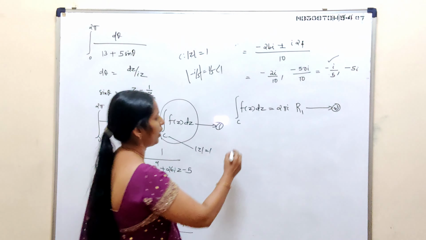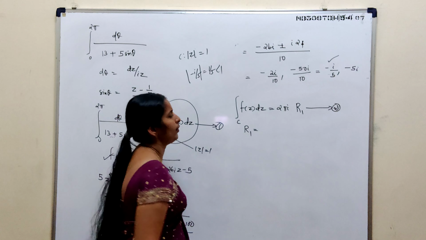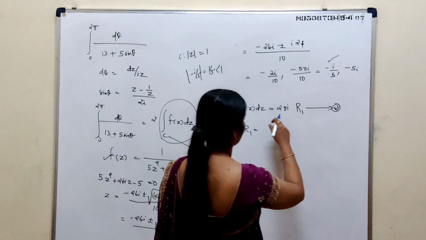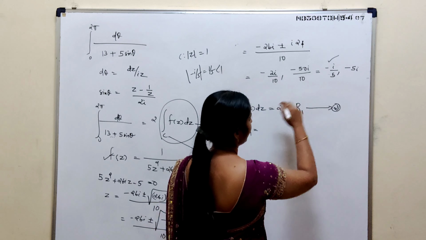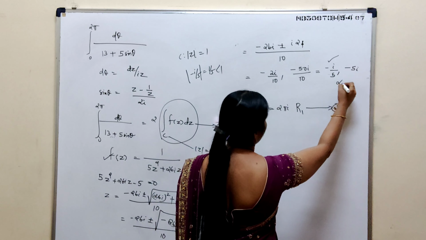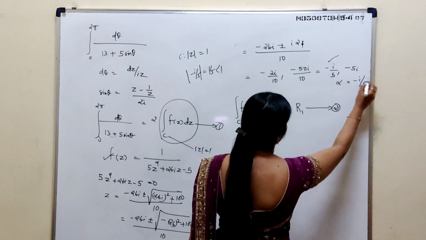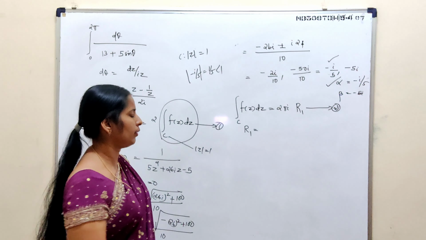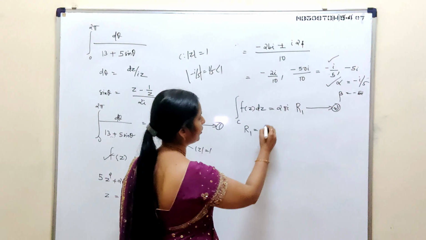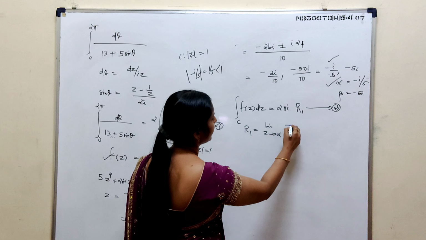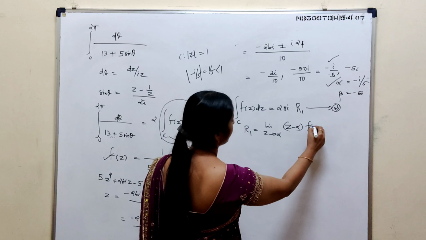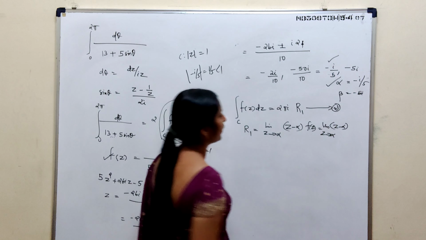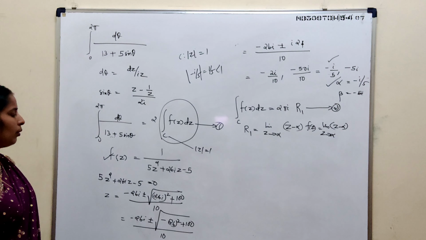Next we have to find R1. R1 is the residue of f at the inside singularity. For the convenience of the further calculations, let it be alpha and beta. Suppose alpha is minus i by 5 and beta is minus 5i. Alpha is inside and beta is outside. Here we have to find the residue at alpha. So it is limit z tends to alpha of z minus alpha into f z. That is limit z tends to alpha of z minus alpha into the factorization of f z.